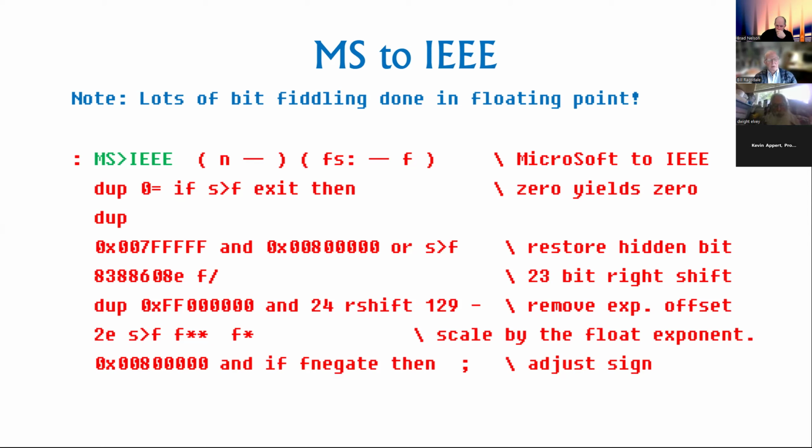Then the following numbers, as we come down, remove the exponent, and then the 2e single to float F** raises 2 to the value of our exponent, and then we multiply that on the significand, so that scales the floating value. And finally, at the bottom, we bring the sign back, and if that sign is set, we then do a floating point negate. So magically, all this ends up on the floating point stack.